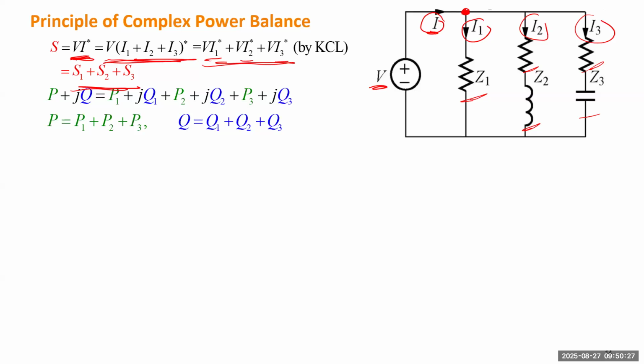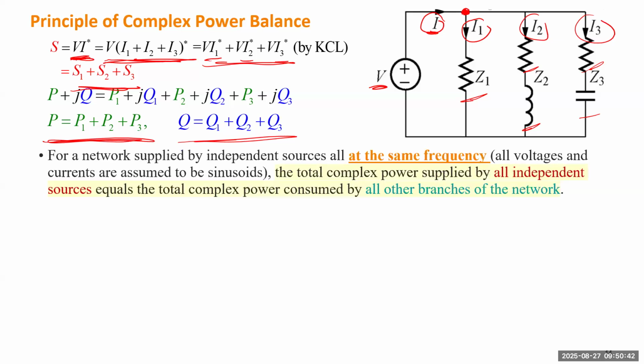Such balance can be maintained in both active power and reactive power. If you only calculate the active power, the balance is the same. For the reactive power, there is also a balance. Then we can state such a principle for the complex power balance: for networks supplied by independent sources, all at the same frequency. This is very important, this assumption, all at exactly the same frequency.